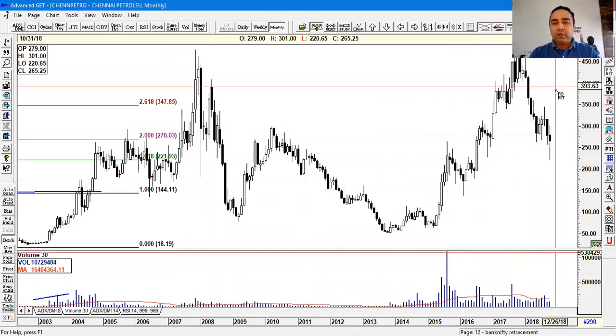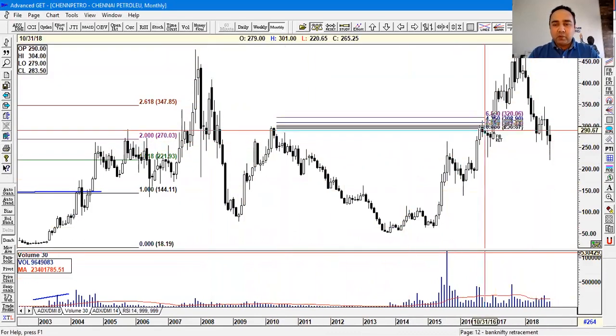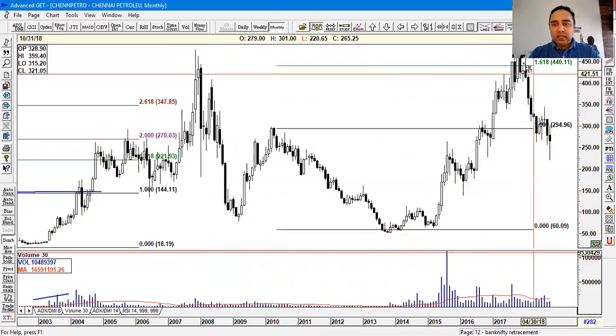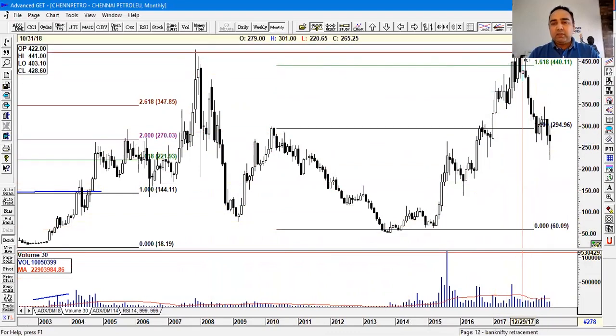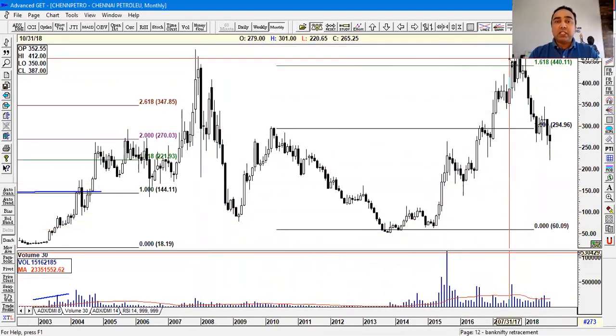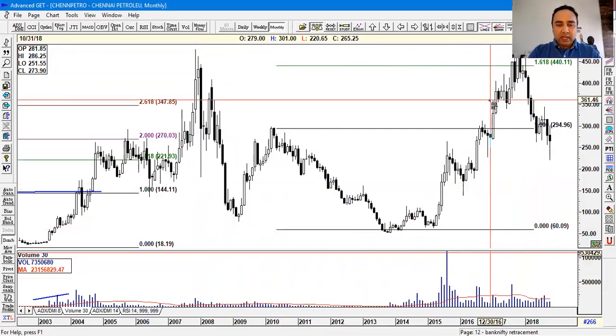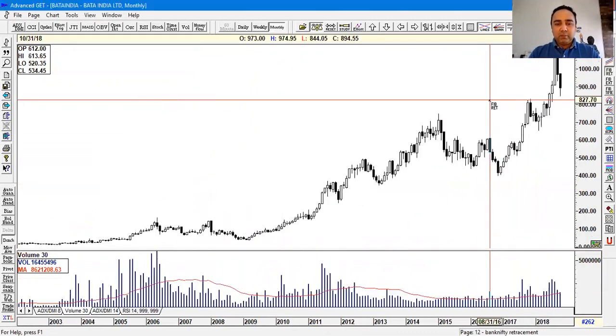It has to go above and break it. Maybe this could have been a smaller cup here, and that did not achieve the minimum target because there's an immediate resistance here. So now let's look at say another pattern.